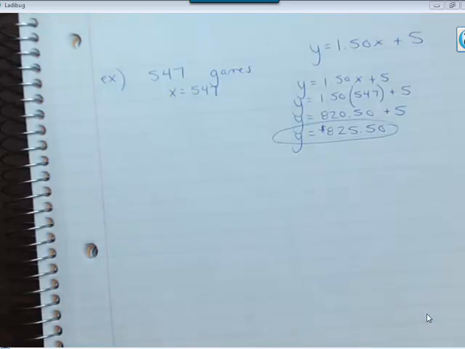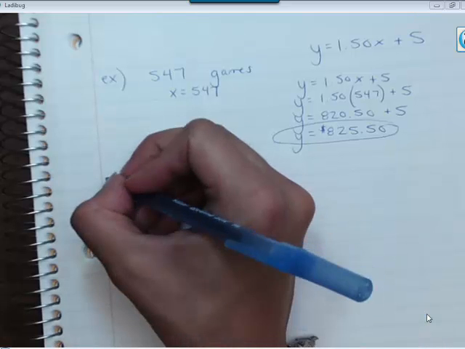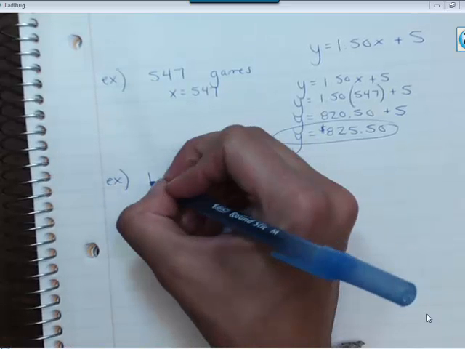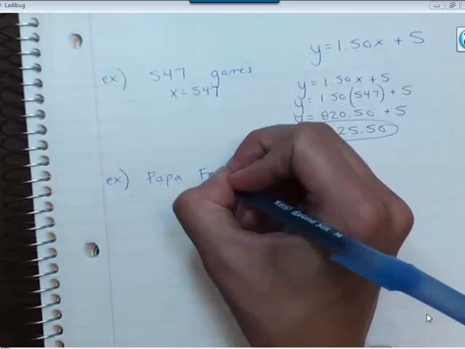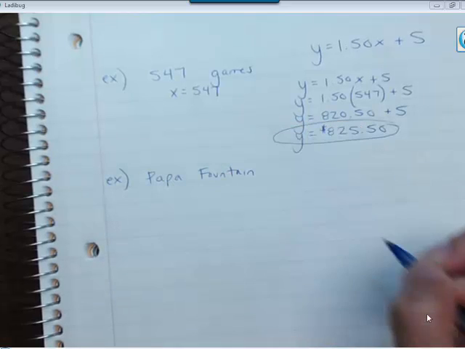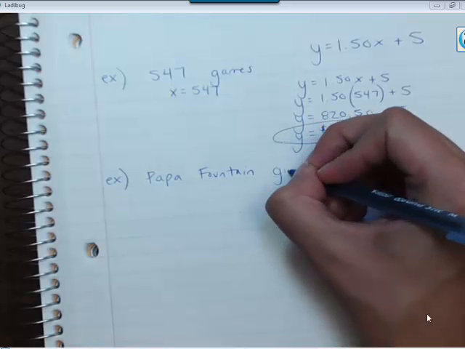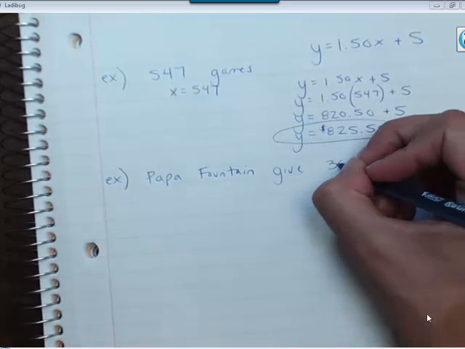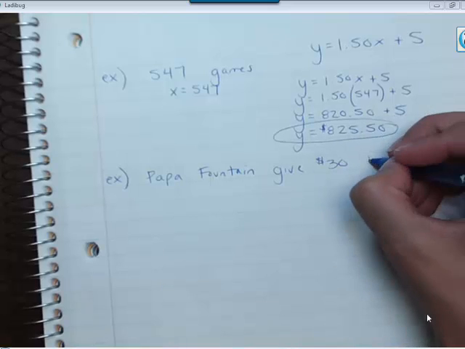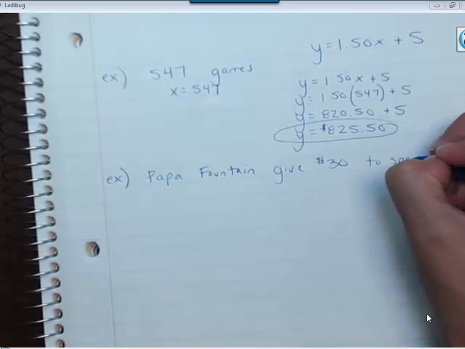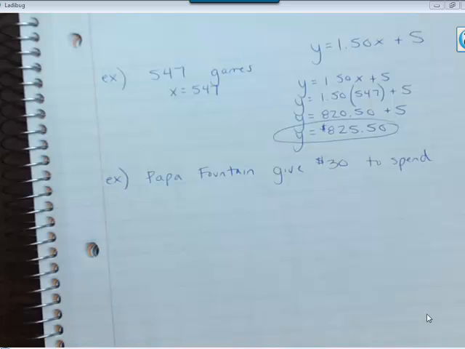Now we could also do the opposite way with my equation. So say my dad, who is Papa Fountain, because Fountain was my maiden name, he told me that because you guys are so awesome, he's going to give every single person in this class $30 to spend. Okay, you can't go over. It can't be $30.01. Can't be anything more than $30.